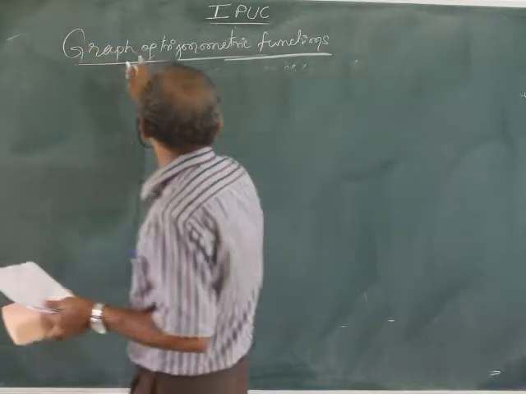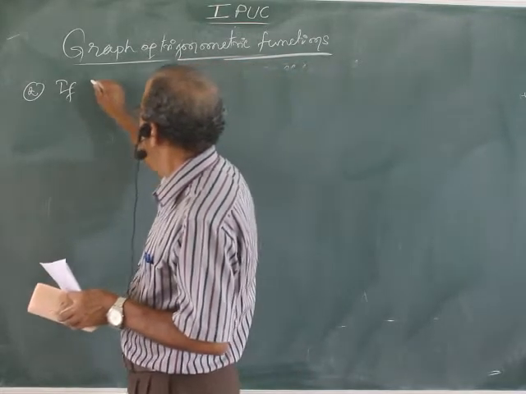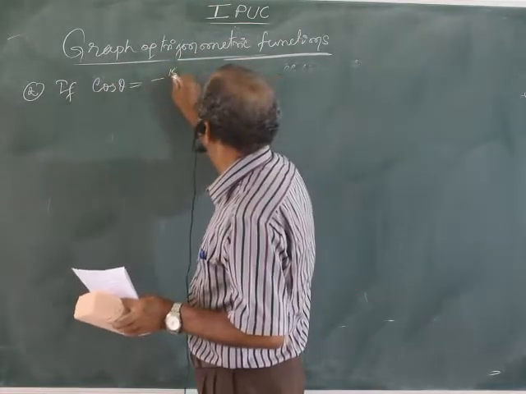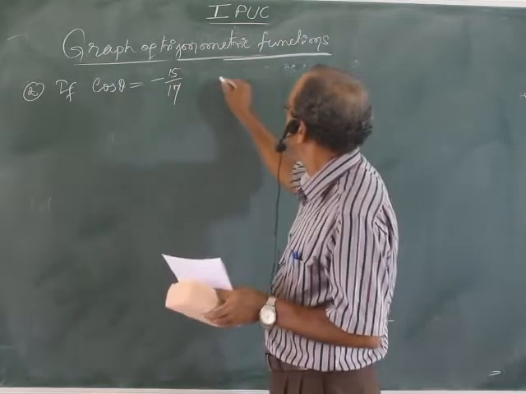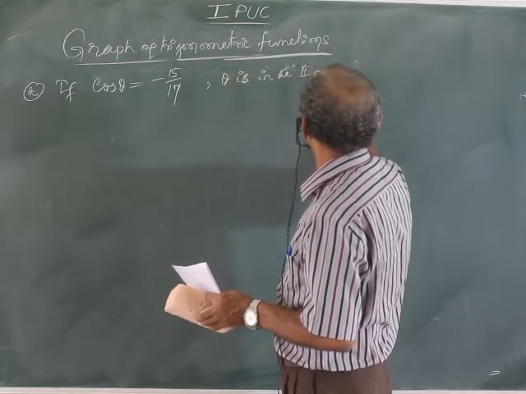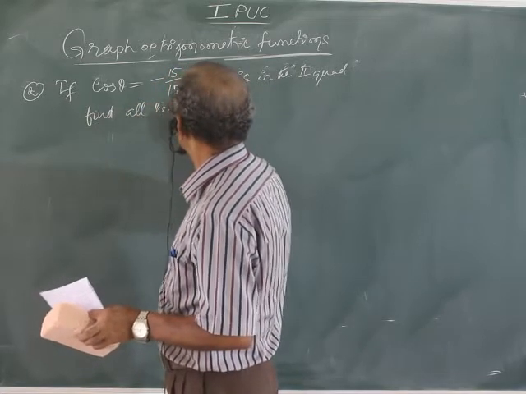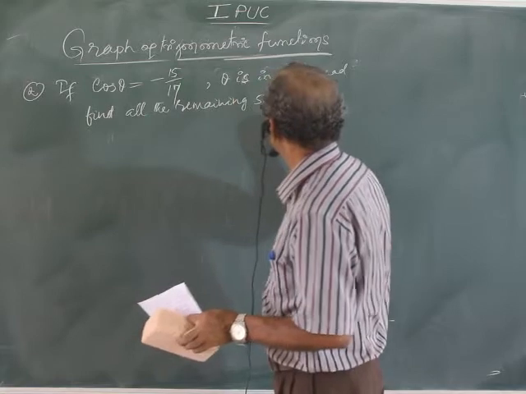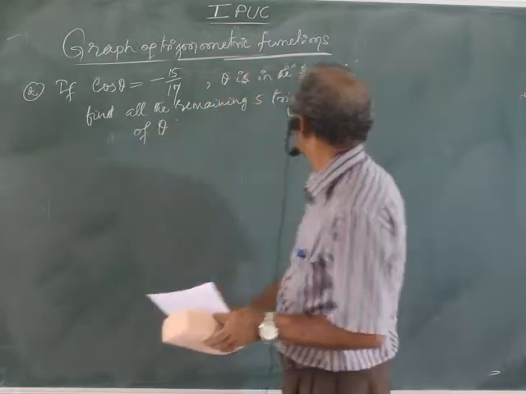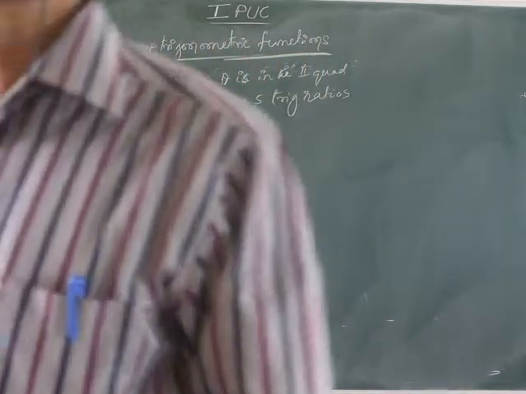Let us take another one. Second problem. If cos theta is equal to minus 15 by 17, and theta is in the second quadrant, find all the remaining 5 trigonometric ratios of theta.